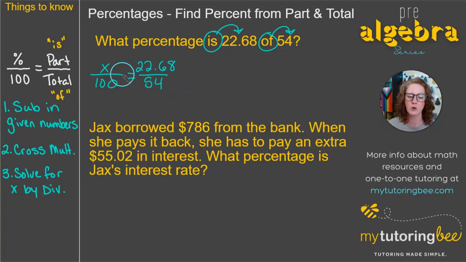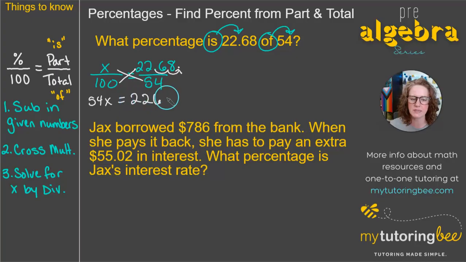So now we need to just cross multiply, that's our second step. So x times 54 is 54x, and then 100 times 22.68, whenever we're multiplying by 100, we can take that decimal and move it 2 spaces to the right. It's going to go there at the end of the number. So that's going to equal 2,268. So now we have this equation set up, 54x equals 2,268. Our next step is to solve for x by dividing. So we're going to divide by 54 on both sides of the equation.